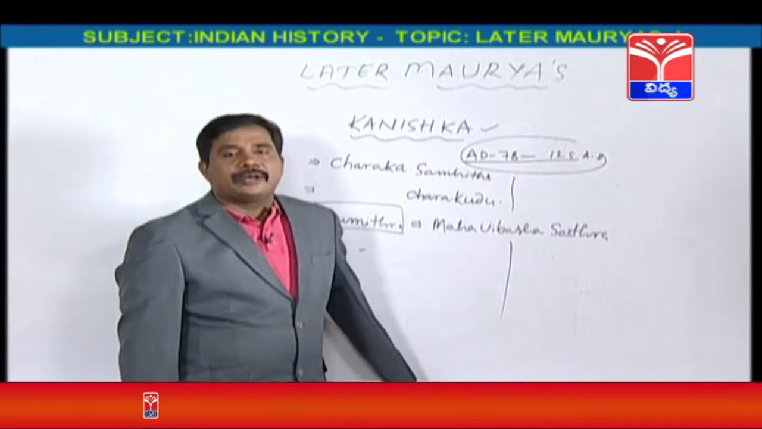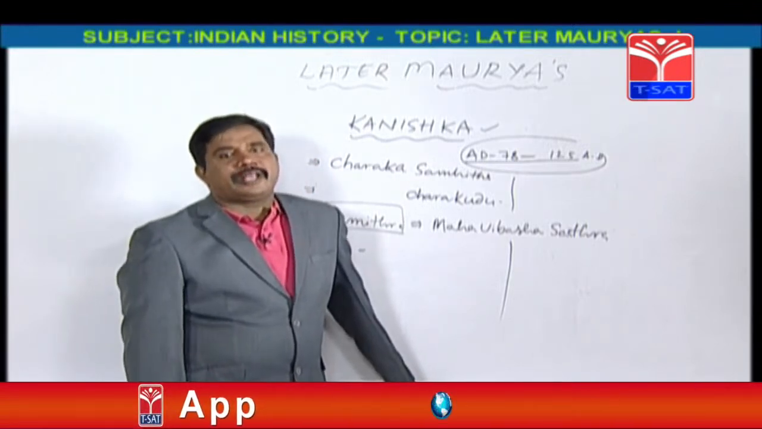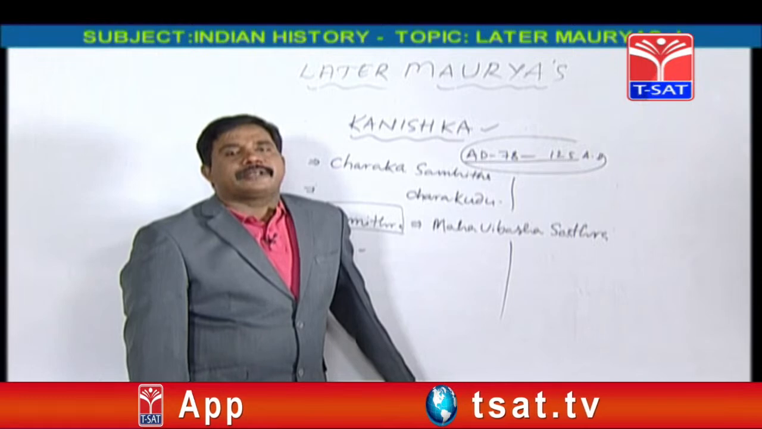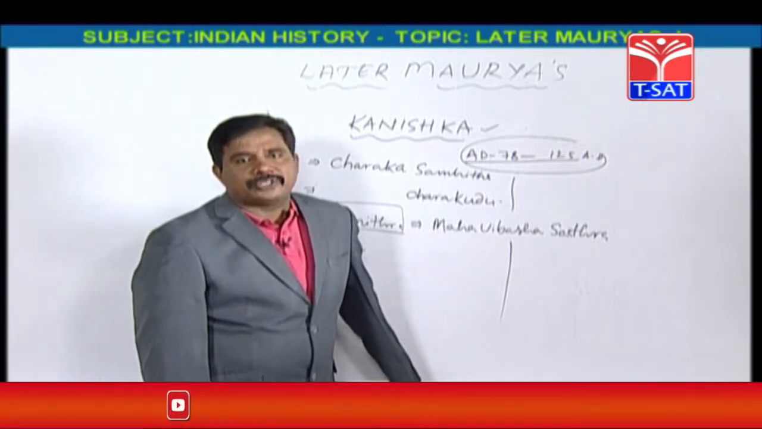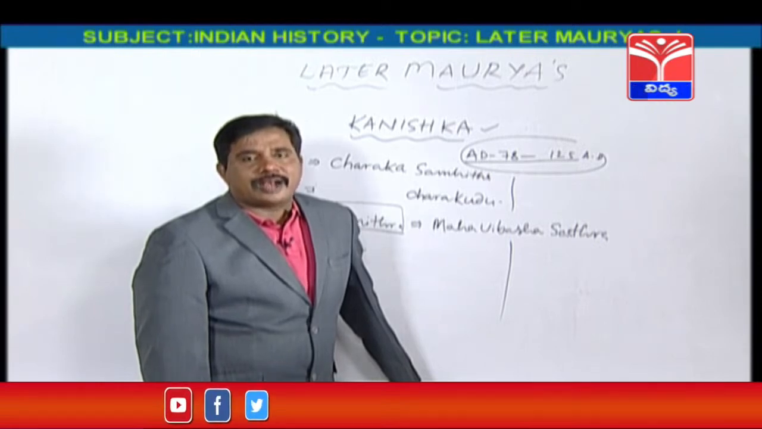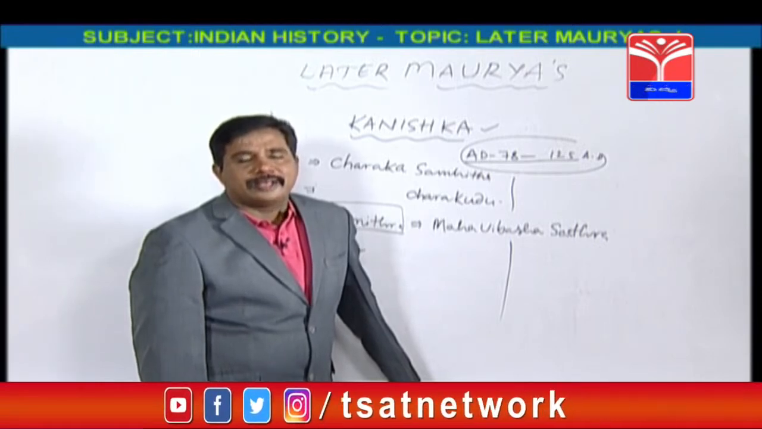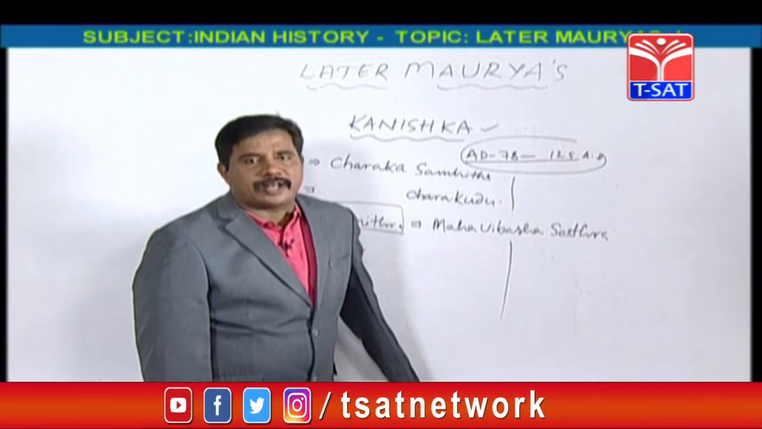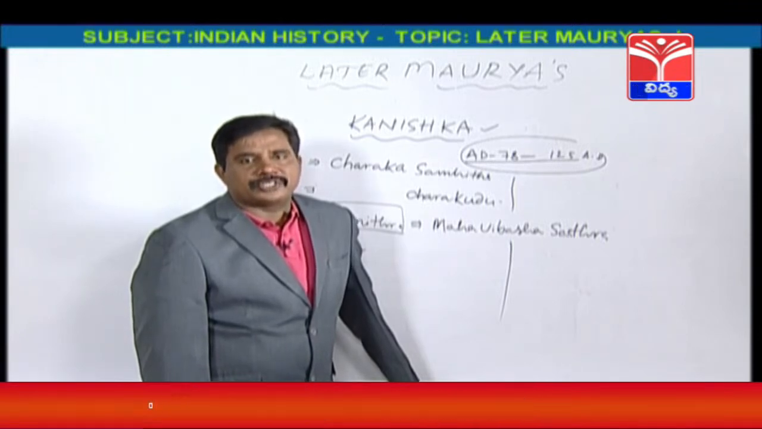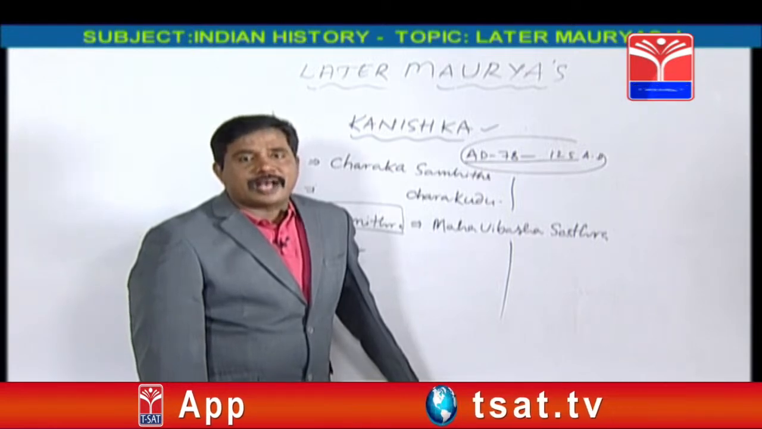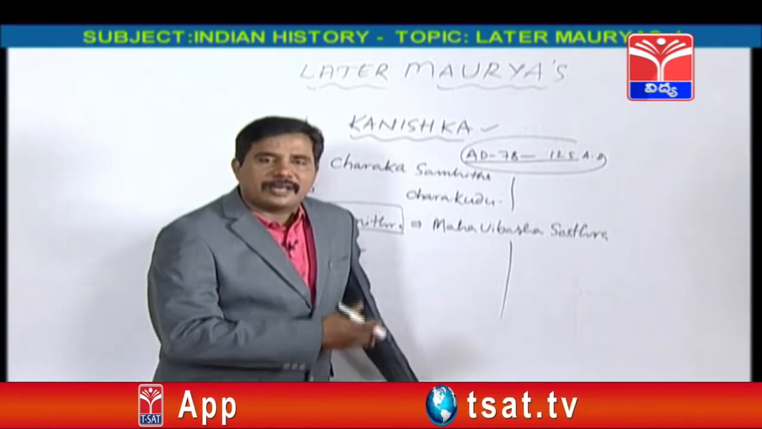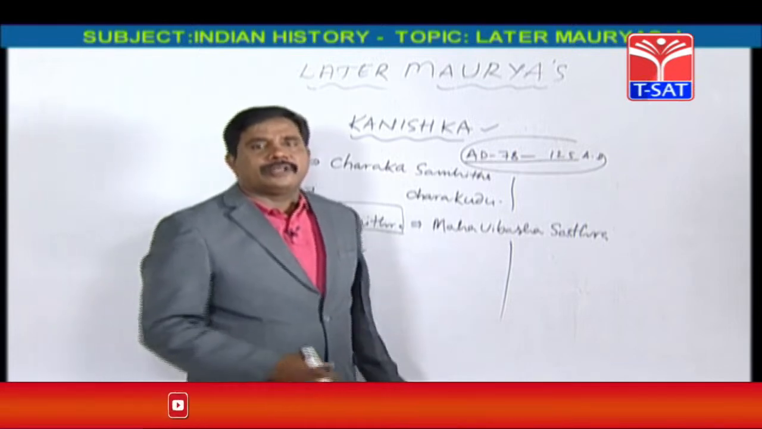Kanishka conducted the 4th Buddhist Council in Kundalavanam. It is in the Kashmir area. In 100 AD, the chairman of the 4th Buddhist Council was Vasumitra. And Kanishka, the king, conducted the meeting here only.